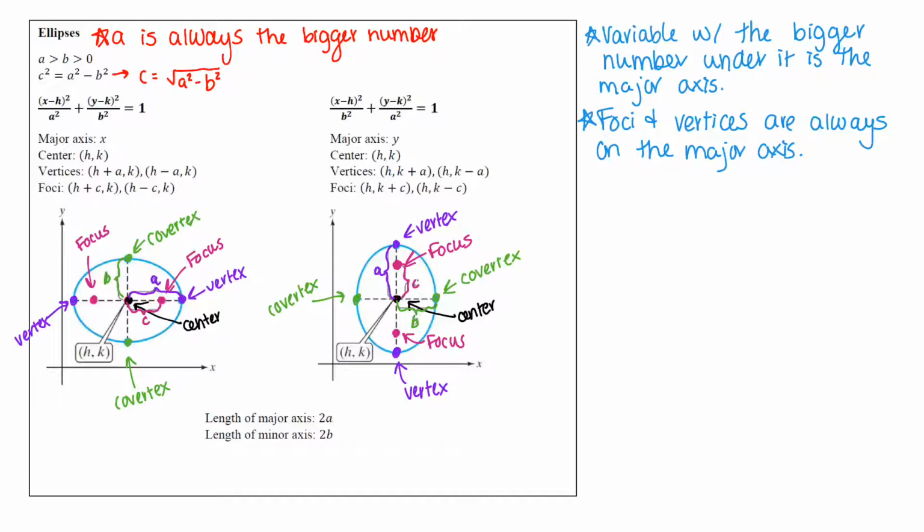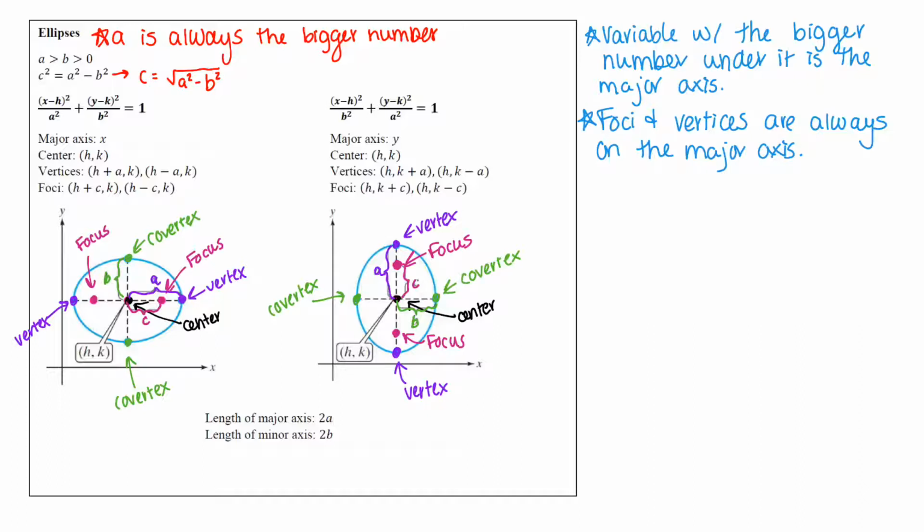Right. So A is going to be coming from whichever your major axis is. It'll be the square root of whatever number is underneath your major axis. B is the square root of whatever number is under your minor axis, and then C is going to be the square root of A squared minus B squared, and that's the distance from the center to one of the foci. Now, it's going to be a lot easier if we just start using this to do problems.